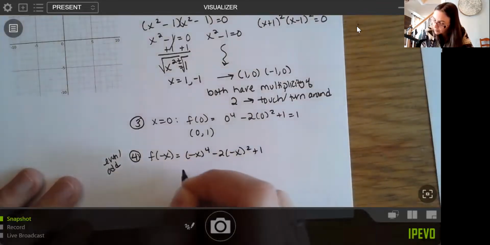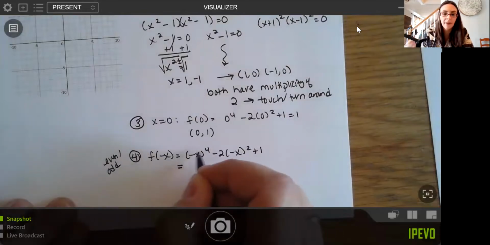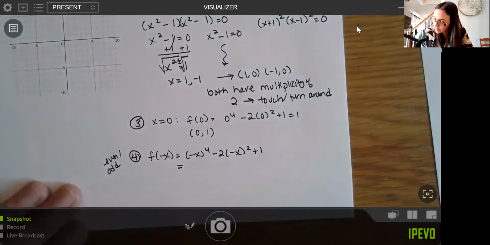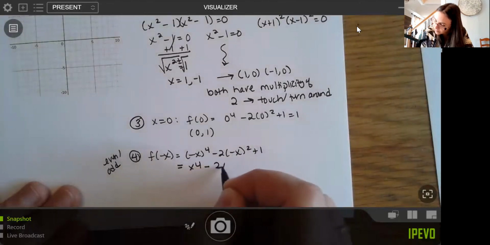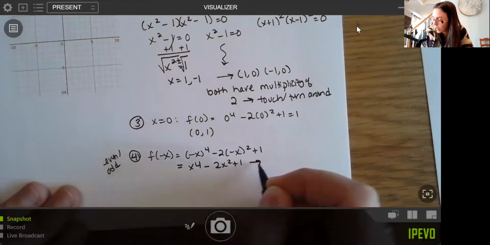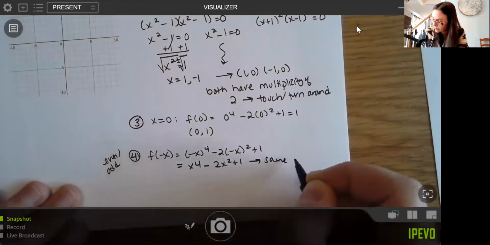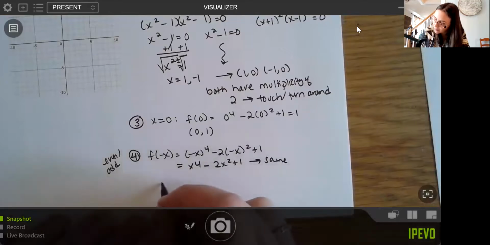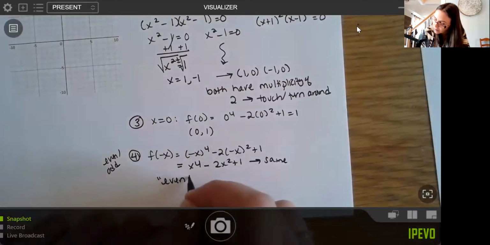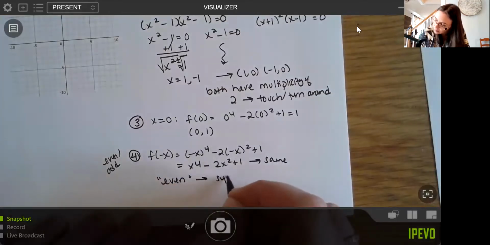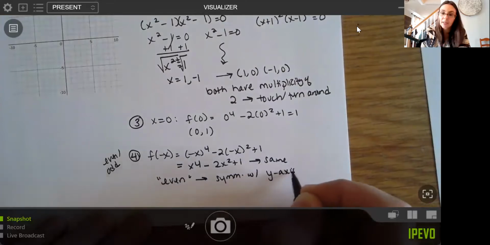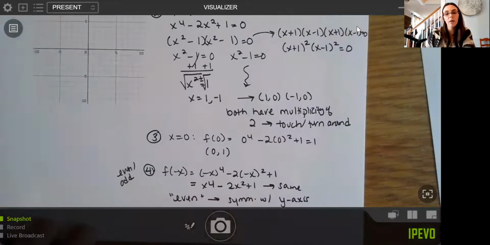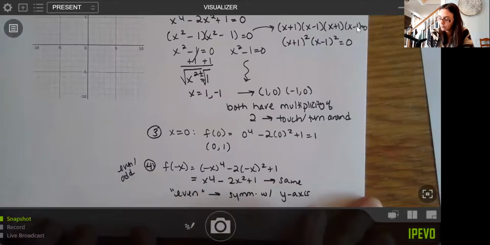And I simplify. Now, because it's a power of 4, all my negatives will cancel because they cancel in pairs. Same thing here with my square, that will cancel. And I notice that I get the same equation back out. When that happens, we have even functions, and these are symmetric with the y-axis. So I am going to see some symmetry right over that y-axis here.